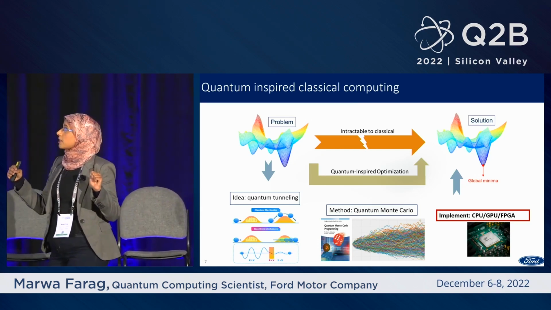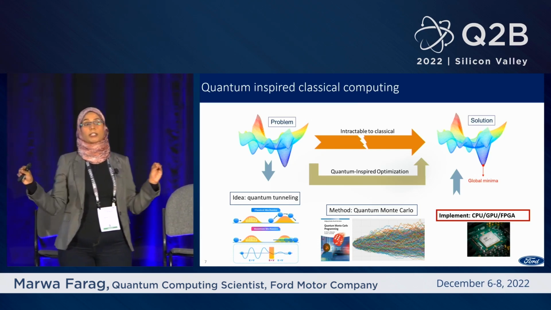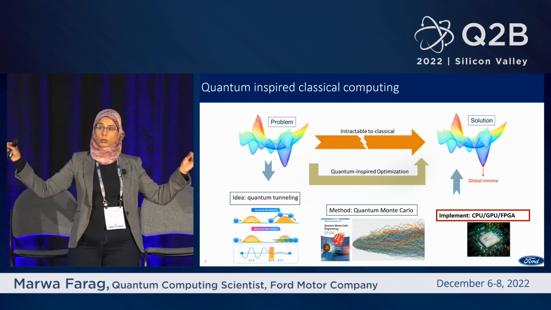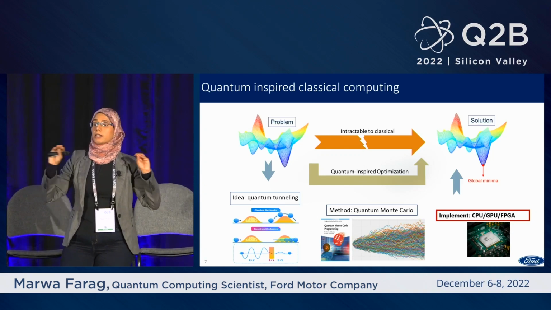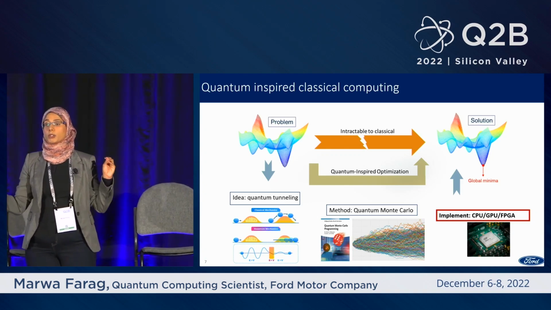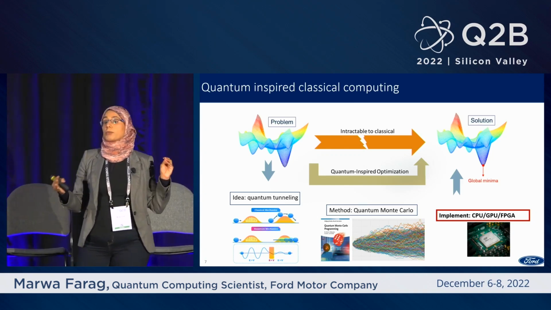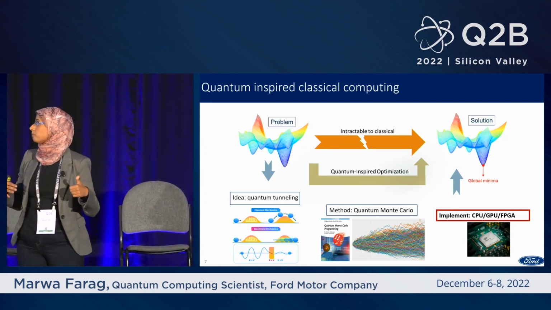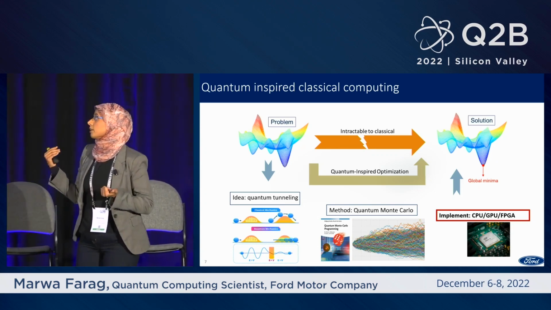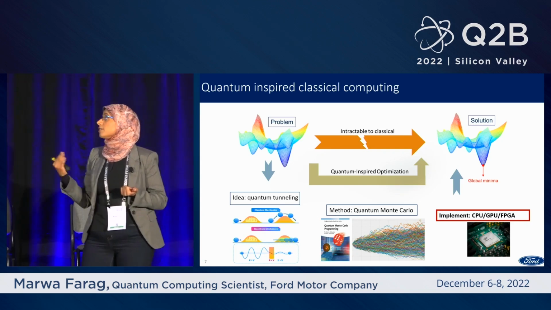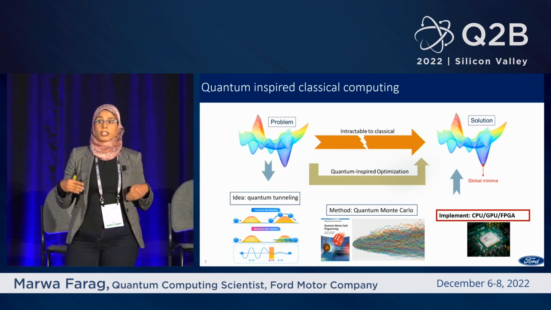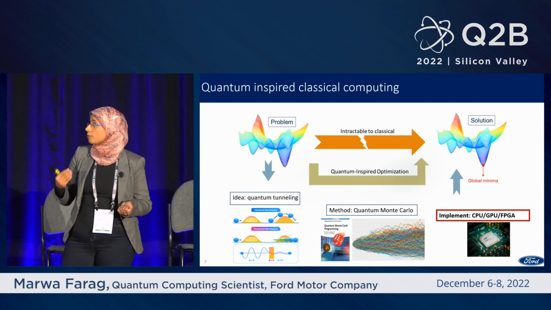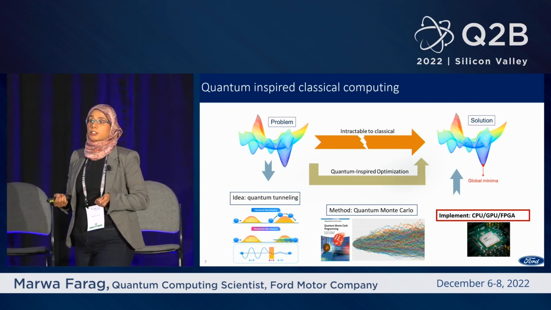Quantum-inspired computing instead suggests an idea that uses quantum mechanics, and instead of climbing this barrier, you tunnel through this barrier. And this can significantly speed up your calculations in your optimization problem to explore the landscape and find the global minima. The method used here is quantum Monte Carlo, and the advantage here is that you can implement this method today on devices we have, such as CPU, GPU, or even custom devices such as FPGA.